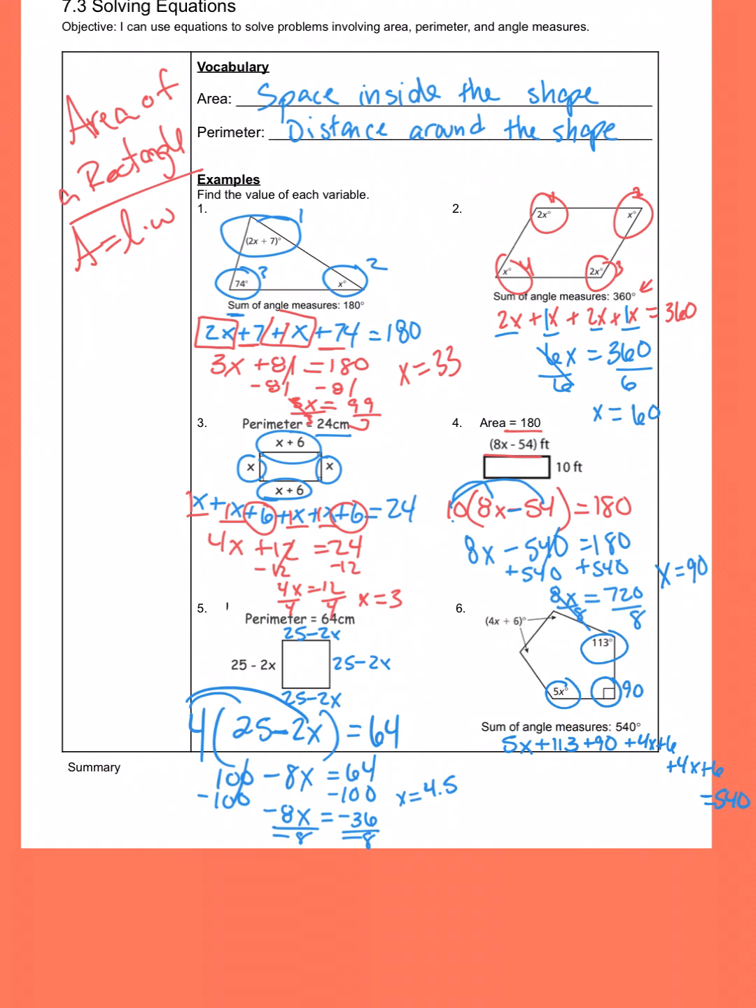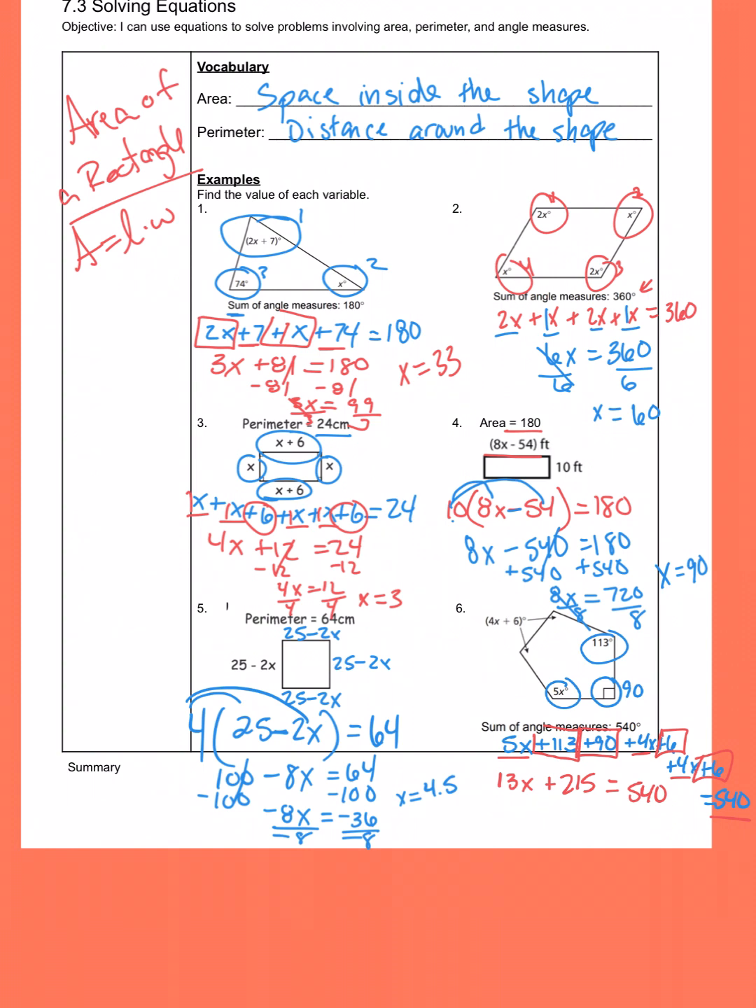Now we're going to start combining our like terms, just like we did before. So let's see, we've got 5x, 4x, and another 4x. So we've got 5 plus 4 plus 4. That means I've got 13x. And then we'll add our constant. So I've got a positive 113 plus 90 plus a 6 plus another 6. That's going to give us a positive 215. And again, that all has to equal that 540.